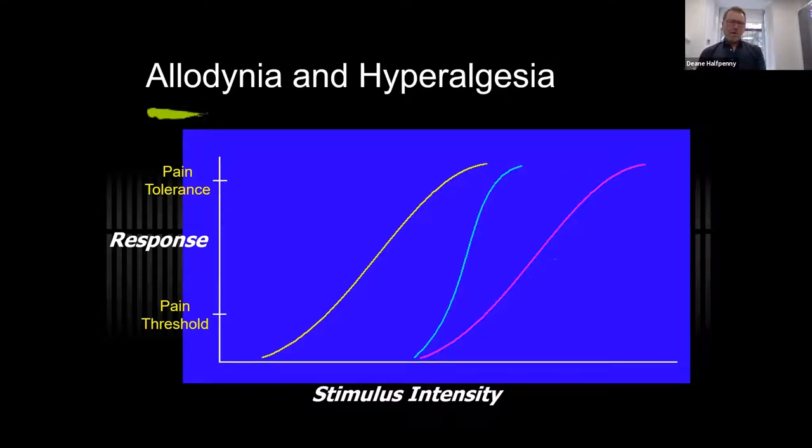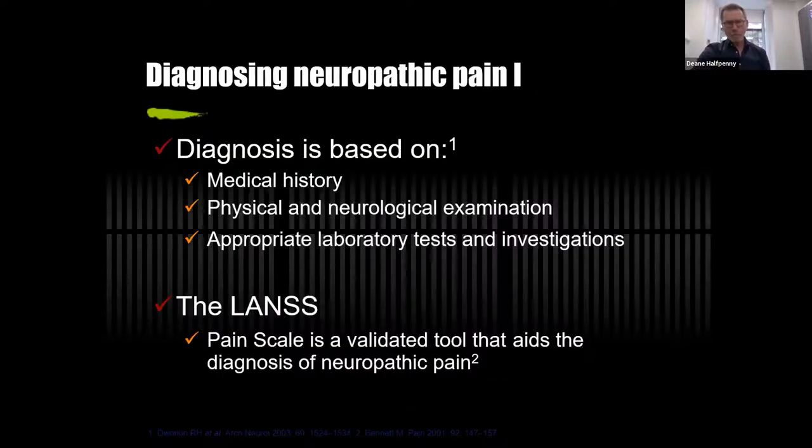And then the curve on the left, the yellow curve, is a curve representing what we call allodynia. So a very low stimulus exceeds the pain threshold fairly quickly and obviously gradually reaches pain tolerance as your stimulus increases. So the two are superimposed, they do occur together, so this is just an example for you to see the difference between hyperalgesia and allodynia.